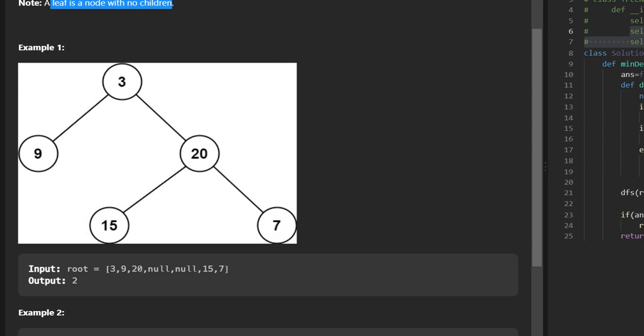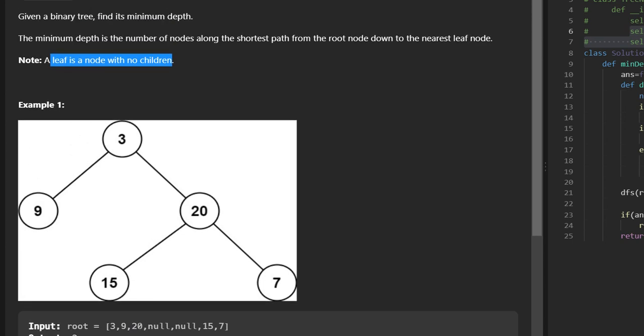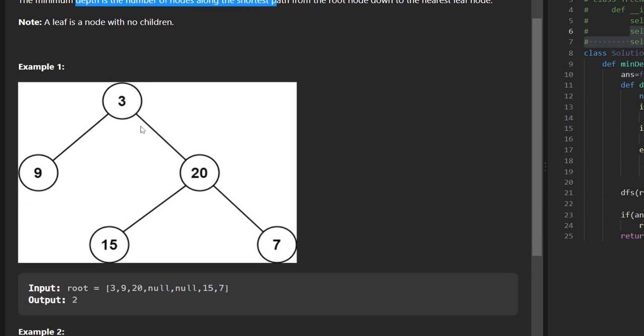So please spend some time on the terminologies. If you are not from a CS background, then definitely you have to dig deeper. So this is a root and this is a leaf. You can think of it as an upside down tree. So what we have to do is find the shortest path between the root and a leaf. How is the shortest path defined? The minimum depth is the number of nodes along the shortest path. That means, in this case, 3 to 9 forms the shortest path, because only two nodes are involved.